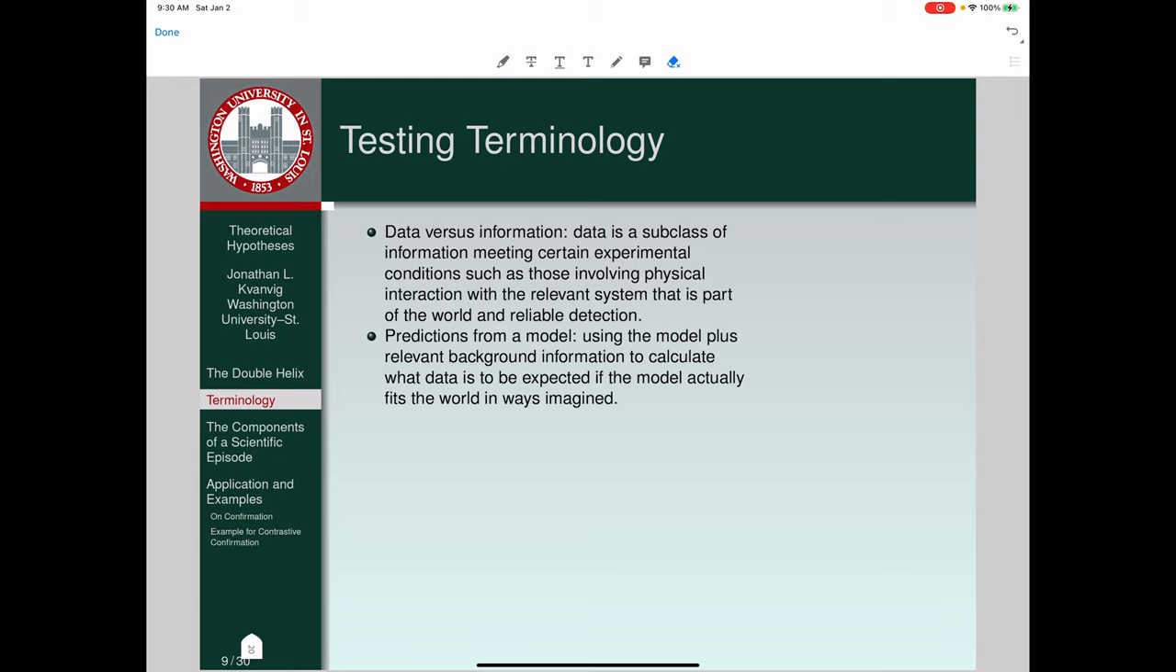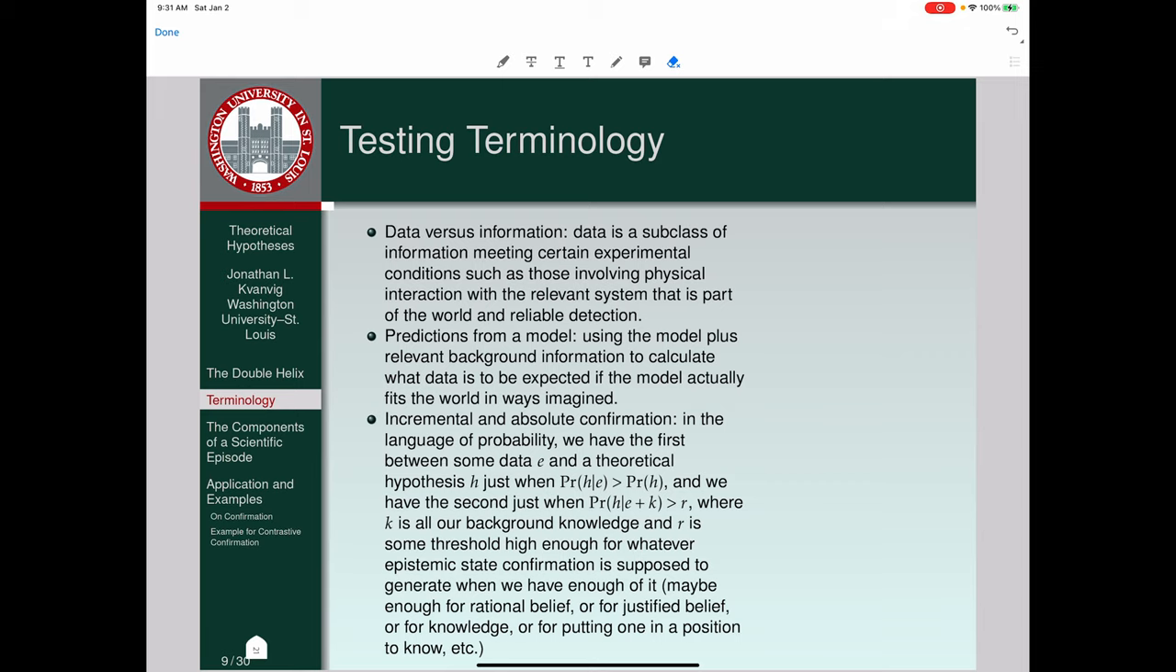Next, in order to test a theory by establishing a theoretical hypothesis and running an experiment, for example, we have to know what a model predicts. So one of the first things scientists are going to need to do is generate a prediction, using the model plus relevant background information to calculate what data is to be expected if the model actually fits the world in the ways imagined.